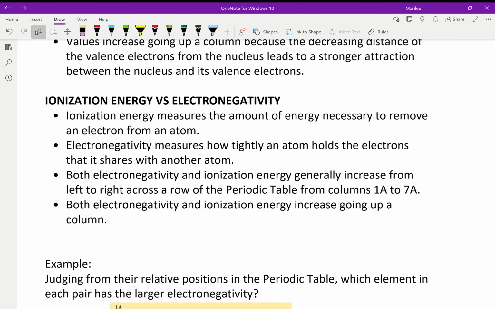Ionization energy versus electronegativity. Ionization energy measures the amount of energy necessary to remove an electron from the atom, right? Electronegativity, on the other hand, measures how tightly an atom holds the electrons that it shares with another atom. Both electronegativity and ionization energy generally increase from left to right and going from bottom to top.